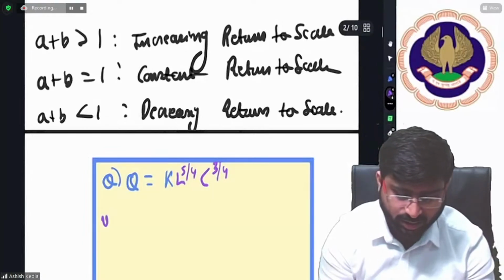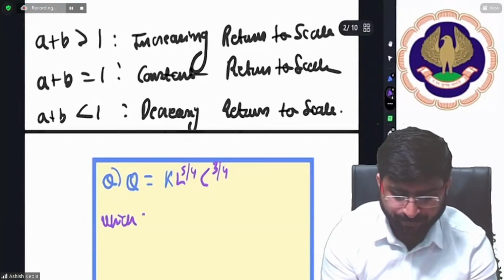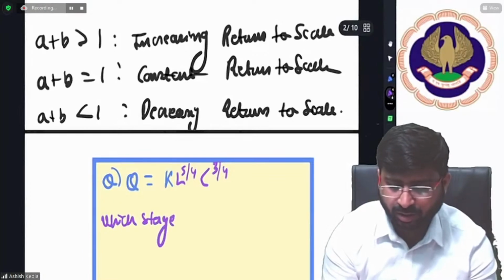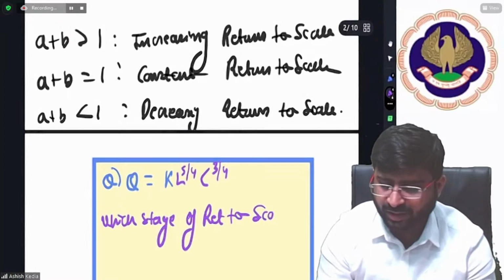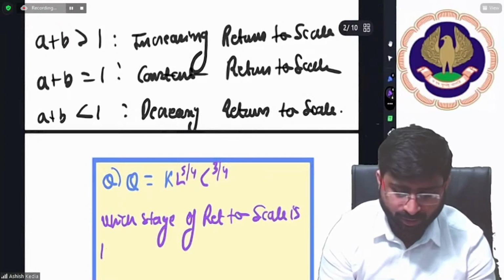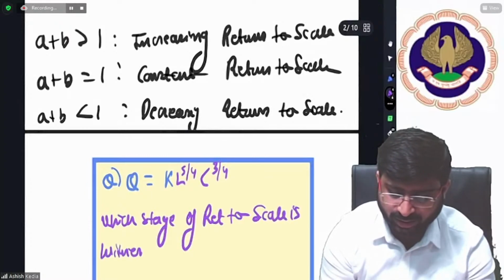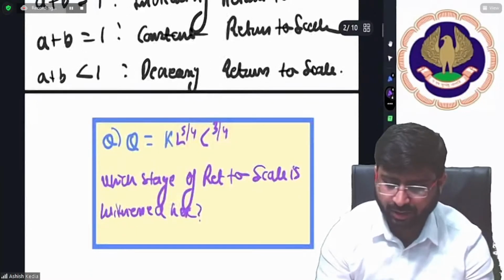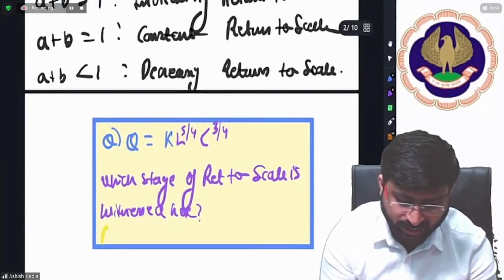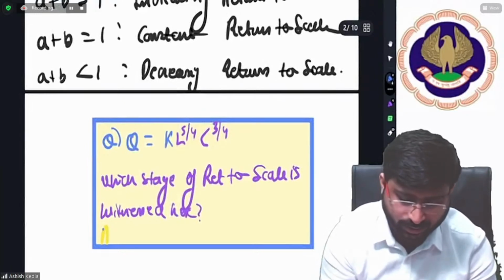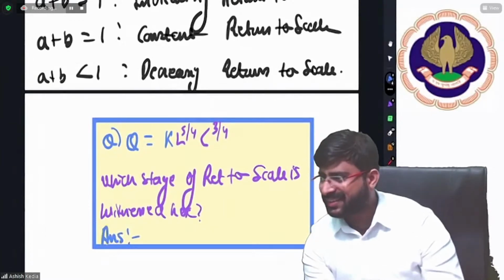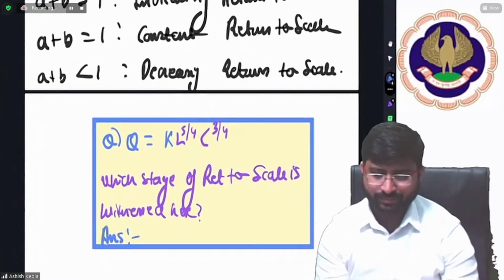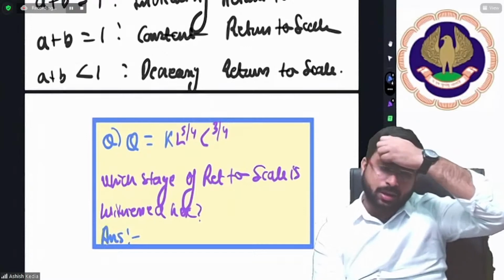Which stage of returns to scale is witnessed here? Which scale is witnessed here? Come on, friends. What say? Give me the answer. Let's hear it out. This is the Cobb-Douglas question.